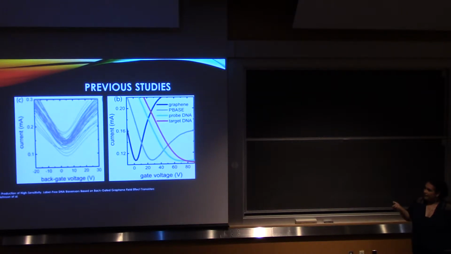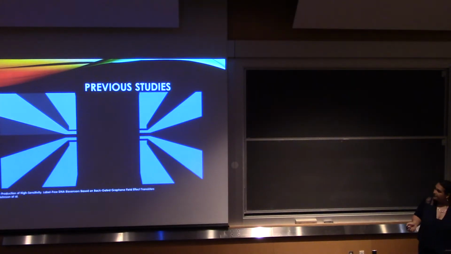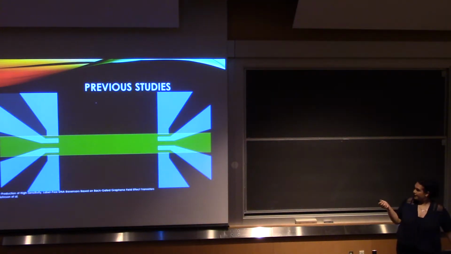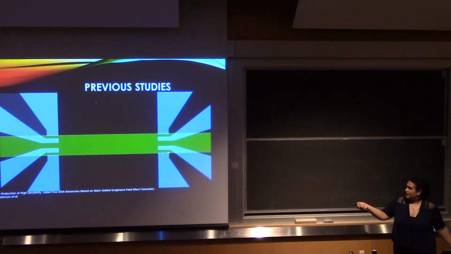Now, this has been studied and proven before, but we are trying to make improvements to their studies. Improvements such as a 4-probe measurement, which can directly help us get a resistance measurement. And we have microfluidics, which can increase the chances of the sample coming in contact with the graphene, which is going to be right between the contacts here.